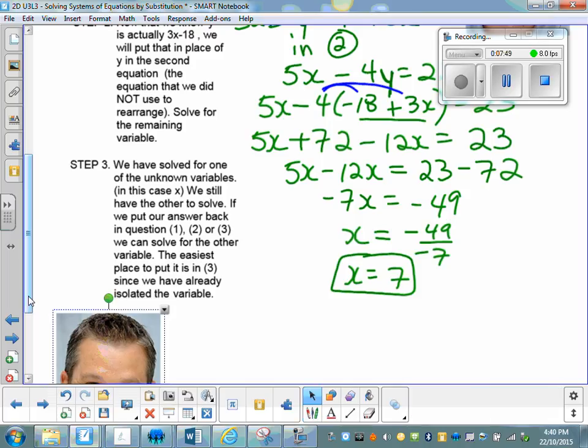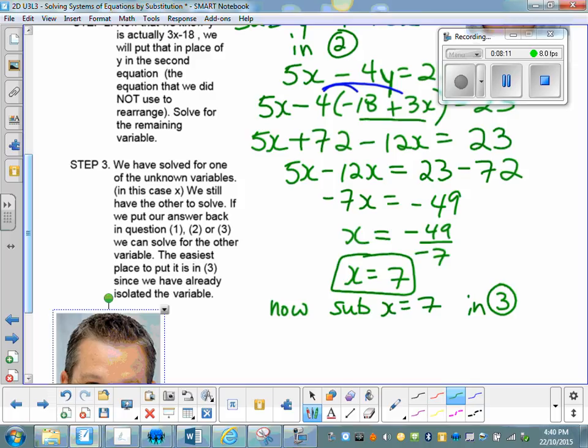It's really going to be important when you do these questions that you don't think you're finished once you find that first variable. Remember that you need a point of intersection as your answer. So now we're going to sub x equals 7 into one of our equations up above. So I'm going to choose equation 3. Equation 3 is nice because we've already got the y by itself. So it looks like that.